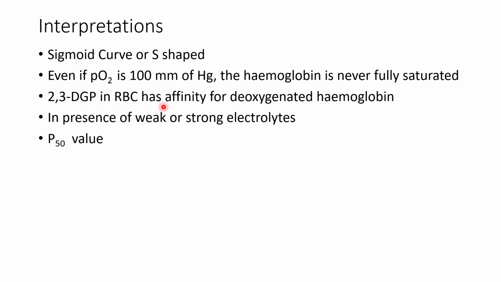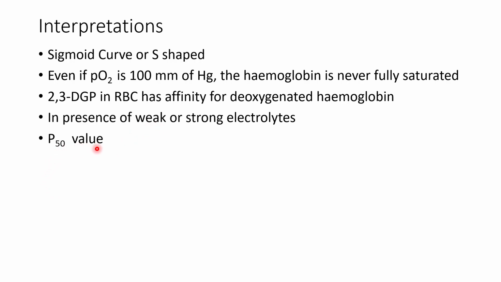2,3-diphosphoglyceric acid in the RBC has a high affinity for deoxygenated hemoglobin, and this will confer a change in the structure of hemoglobin, thereby preventing the formation of oxyhemoglobin. So this has to be low. And in the presence of weak or strong electrolytes, if you look at the curve, if it is a strong electrolyte, then we get a sigmoid curve. Whereas if the electrolyte is weak, you are going to get a hyperbola.